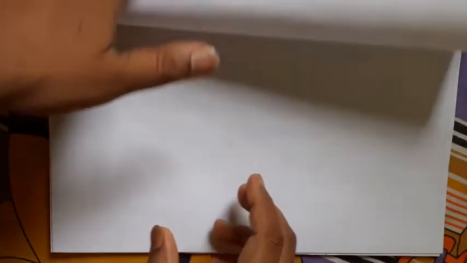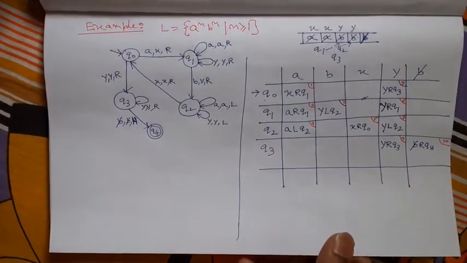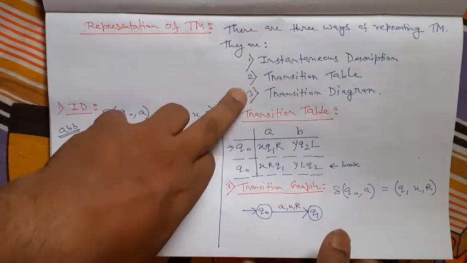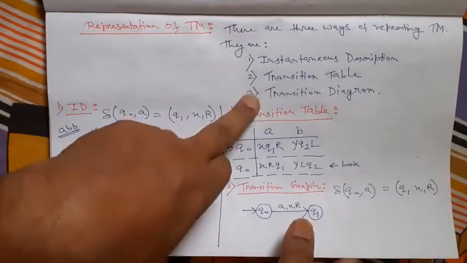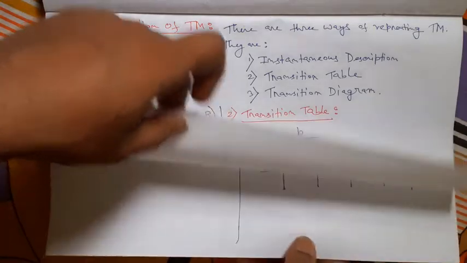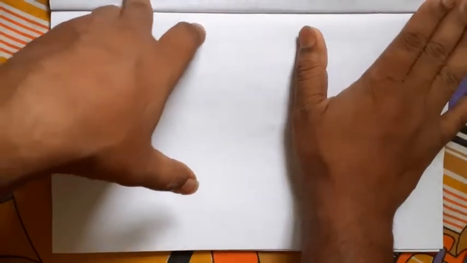So students, I have shown you how to represent a Turing machine through three procedures: instantaneous description, transition table, and transition diagram. Today I am going to show you that all we have done so far was a deterministic Turing machine, because in that case the number of a's equals the number of b's, a to the power n b to the power n, where n is greater than or equal to 1. That was deterministic.